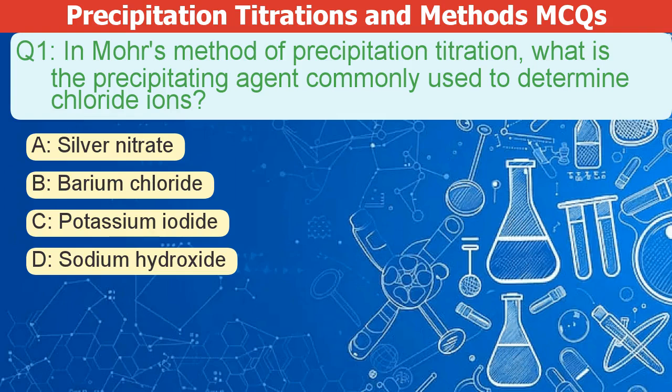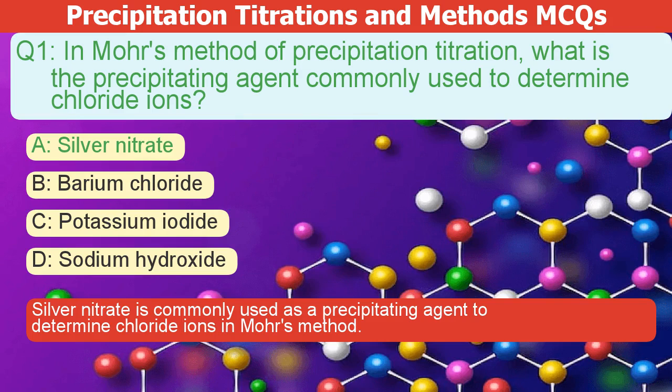In Mohr's method of precipitation titration, what is the precipitating agent commonly used to determine chloride ions? A. Silver nitrate. B. Barium chloride. C. Potassium iodide. D. Sodium hydroxide. The correct answer is A. Silver nitrate is commonly used as a precipitating agent to determine chloride ions in Mohr's method.